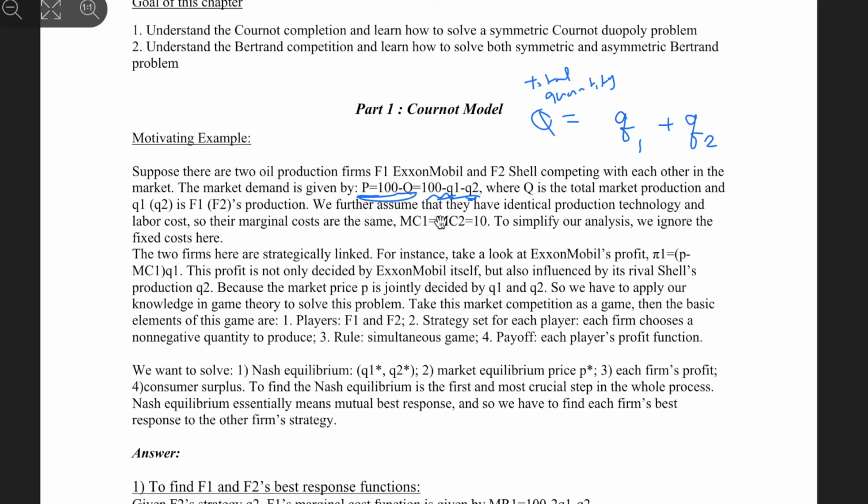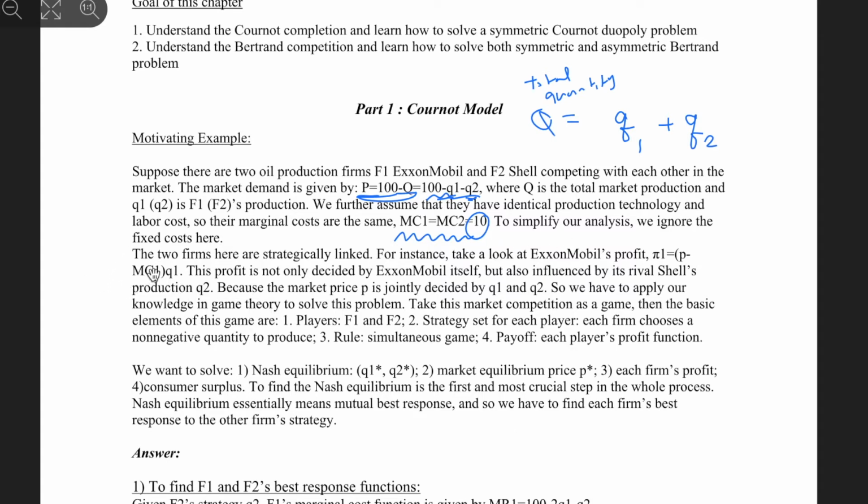Okay, so we further assume that they have identical production technology and labor costs, so their marginal costs are the same. So we don't have to calculate it. It's already given as MC1, right? The marginal cost of firm 1 equals the marginal cost of firm 2, and they have to spend $10 per unit of production. Okay, and we're gonna ignore the fixed cost here.